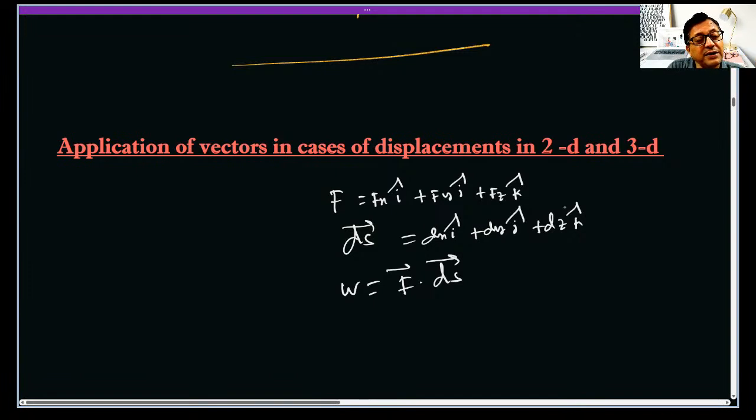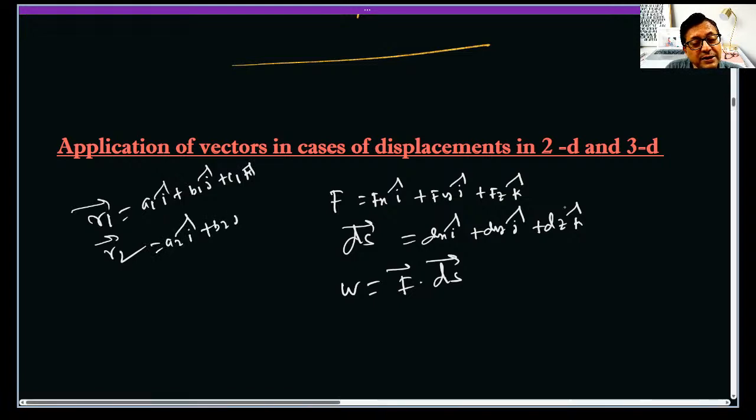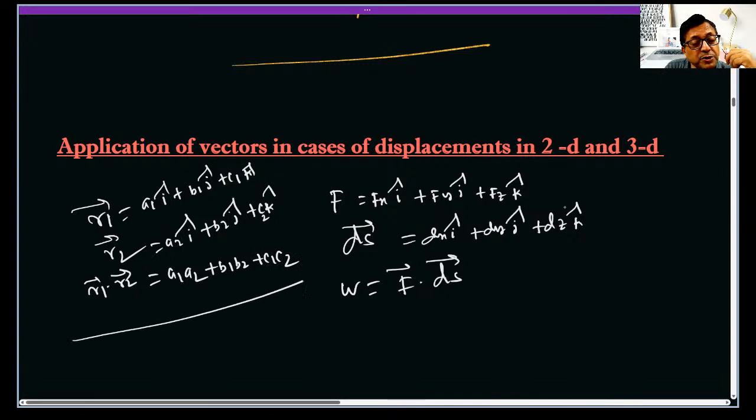This work done, how to find? Two vectors R1 and R2 are there. Say R1 is A1 i plus B1 j plus C1 k, and R2 is A2 i plus B2 j plus C2 k. Then R1 dot R2, you have seen this before, I am just writing the result: A1 A2 plus B1 B2 plus C1 C2. A very useful formula to get work done.